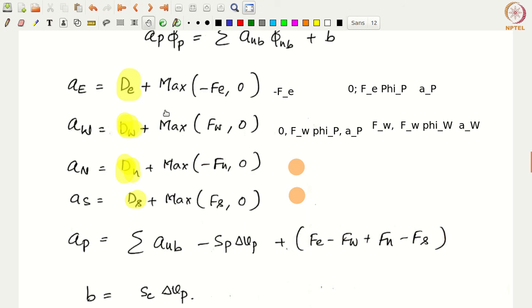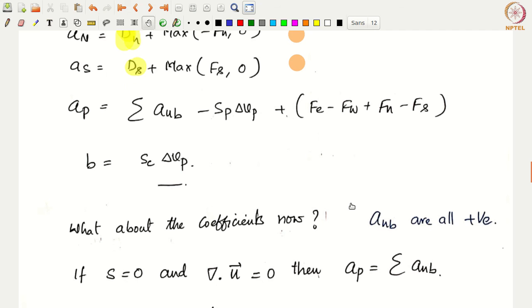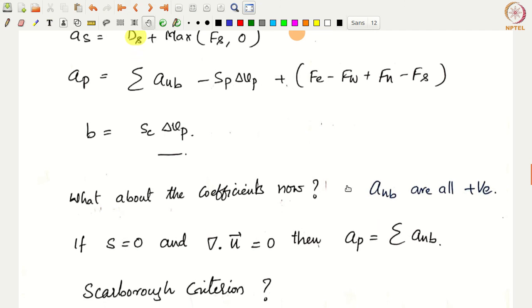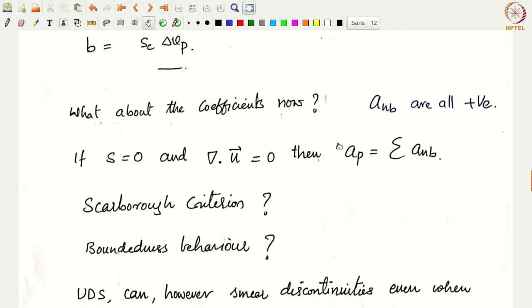That's what is happening. That means all A east, A west, A north, A south would always be either 0 or positive, right? That means we'll have 0 or positive contribution coming from the convection terms. That means the coefficients are all positive. Now what repercussions does it have on the Scarborough criteria and on the boundedness if they are all positive? We are happy because if they are all positive, we can satisfy some of these properties.